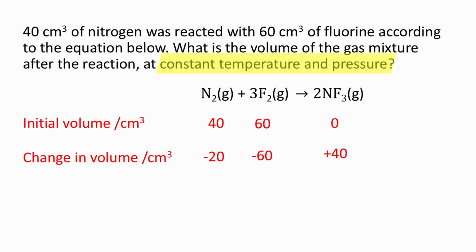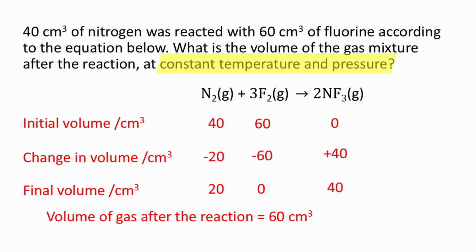Because the amount of a gas present at constant temperature and pressure is proportional to volume, we can say that 20 centimeters cubed of nitrogen will react with 60 centimeters cubed of fluorine to produce 40 centimeters cubed of nitrogen trifluoride. All of the fluorine reacts, so 0 centimeters cubed of fluorine remains when the reaction is complete. 20 centimeters cubed of nitrogen reacts. The original 40 centimeters cubed of nitrogen is reduced by 20 centimeters cubed, leaving 20 centimeters cubed remaining when the reaction is complete. During the reaction, 40 centimeters cubed of nitrogen trifluoride is produced.